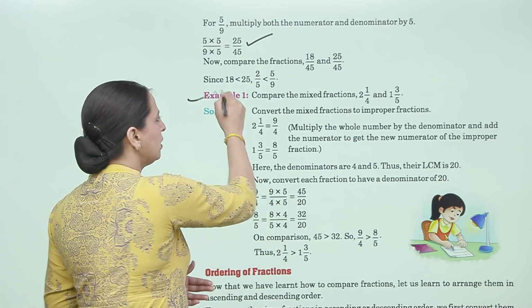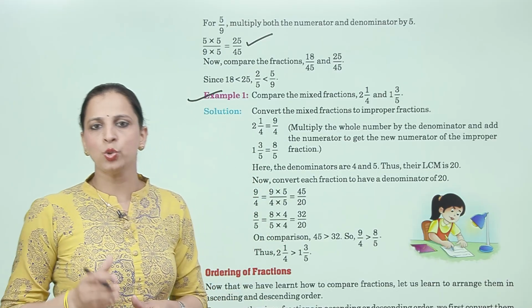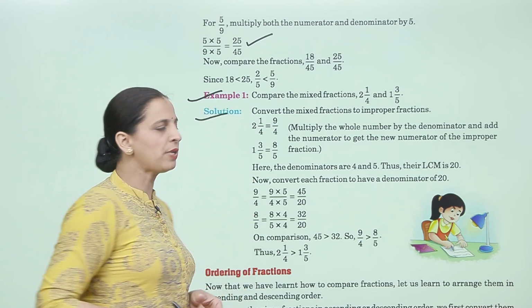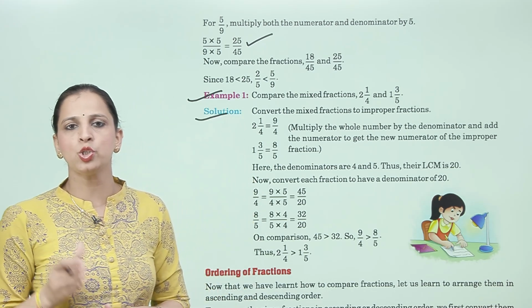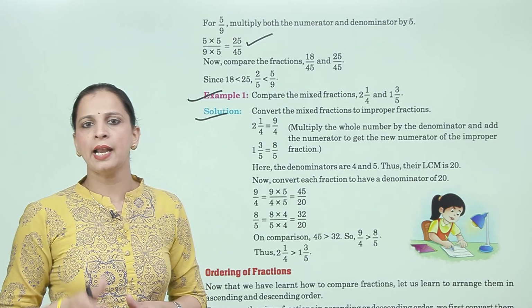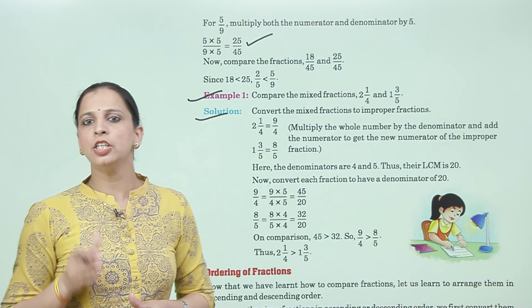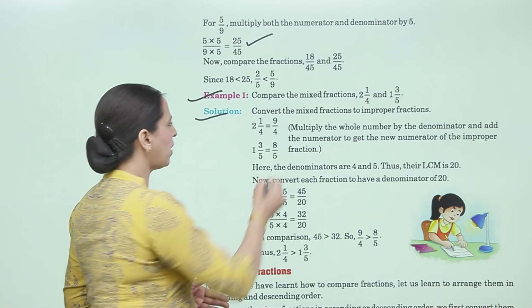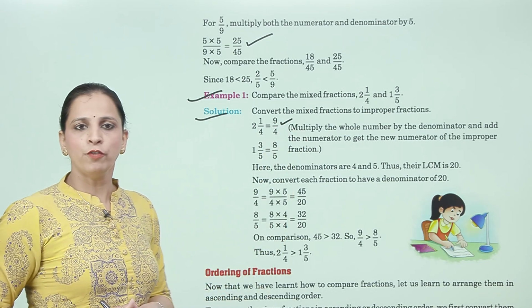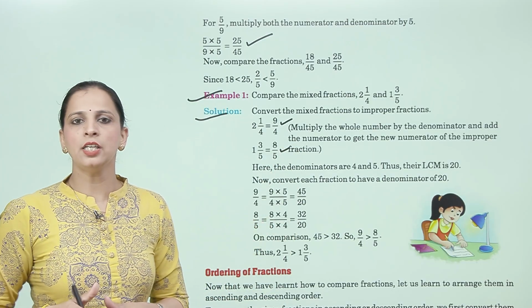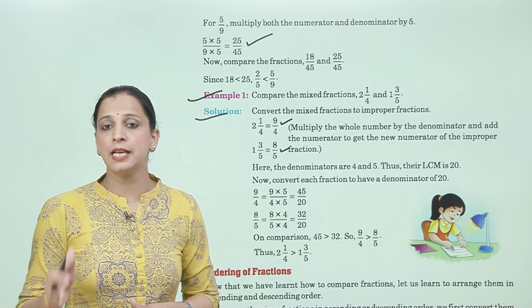Now example 1, compare the mixed fractions 2 1/4 and 1 3/5. Solution: convert the mixed fractions to improper fractions. Multiply the whole number by the denominator and add the numerator to get the new numerator of the improper fraction. So 2 1/4 we get 9/4. 1 3/5 we get 8/5. Here the denominators are 4 and 5, thus their LCM is 20.